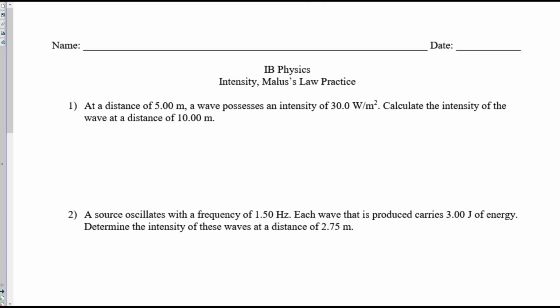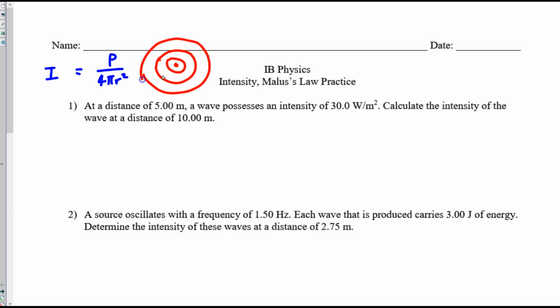Okay, the equations we need for this worksheet include intensity is power over 4 pi r squared. That's the equation we use for waves that spread out spherically, because when we do power divided by area, the area of a sphere is 4 pi r squared. Another important equation, power is the energy divided by the time interval. We'll also need speed of light, or any wave speed, is frequency times lambda, wavelength.